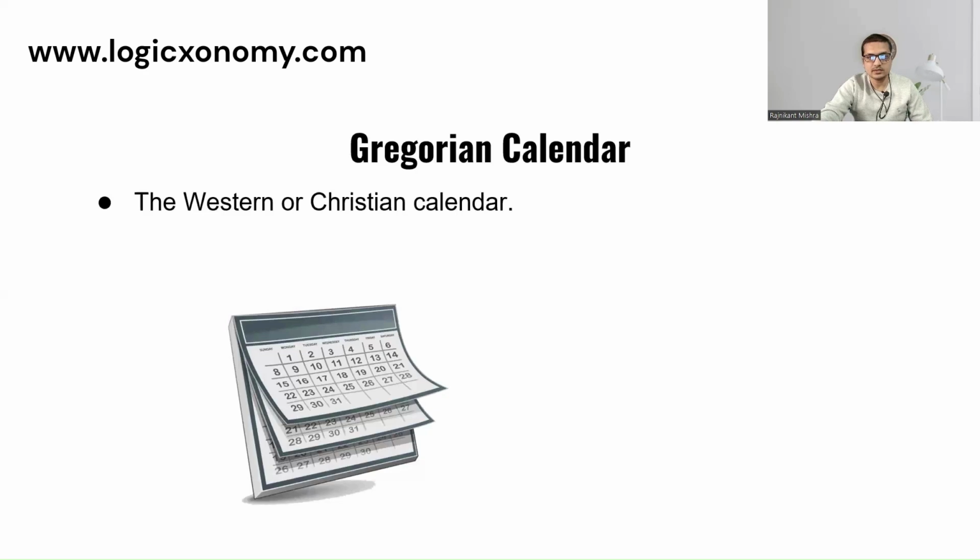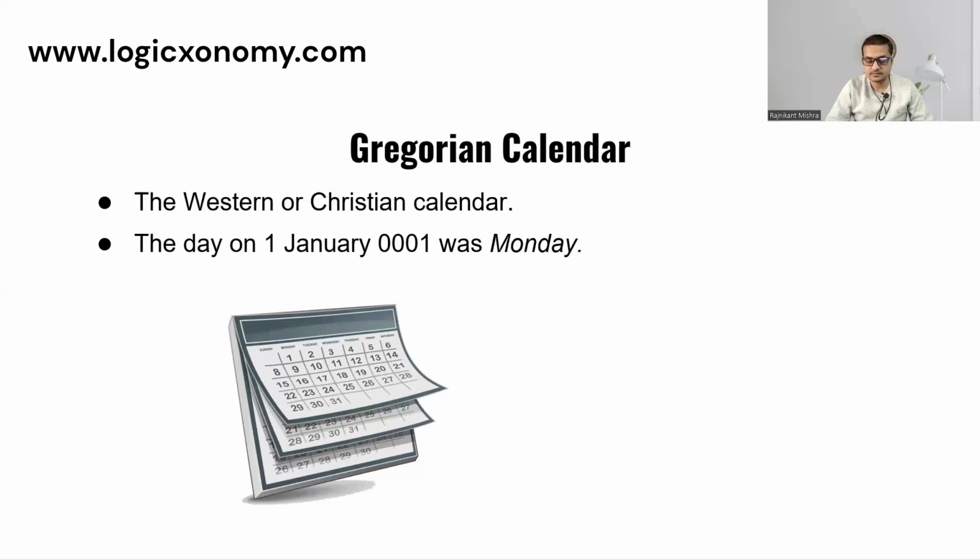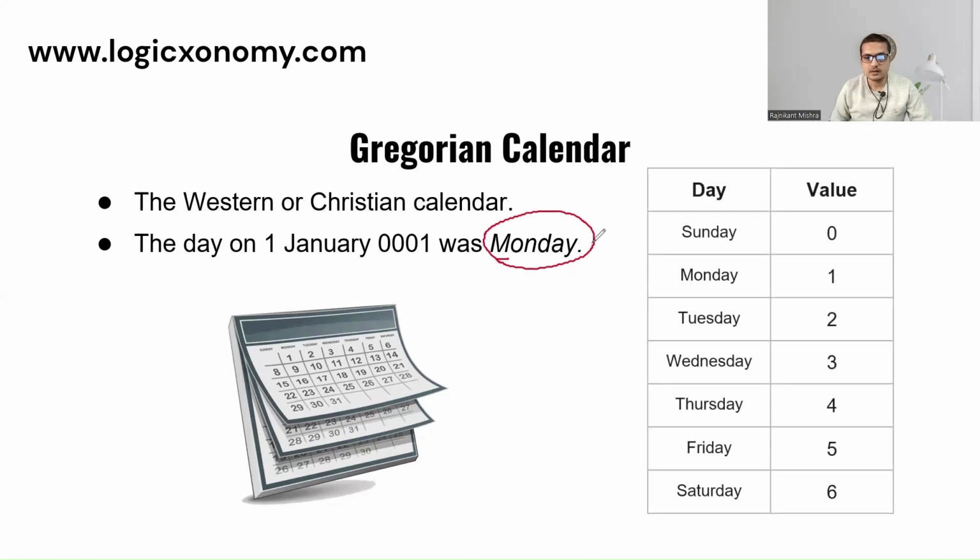According to this calendar system, the first day of 1 AD was Monday. It means the starting day of the calendar system is Monday. Here, we will give some numerical value to each day for the purpose of calculation. These values are, here Monday is equal to 1, Sunday is equal to 0, and others are as follows.